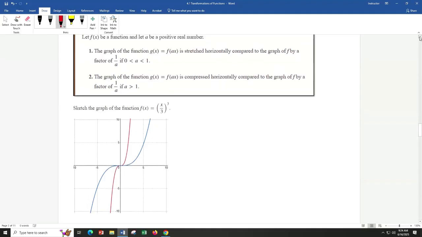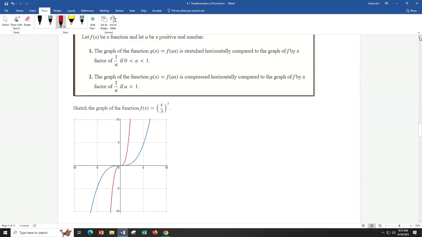This one, they didn't give you one, so I just pulled one out of Desmos. Notice my base function is the red. Okay? But then look at it carefully. The graph of the function g of x is equal to f of a x is stretched horizontally compared to the graph of f by a factor of 1 over a if a is between 0 and 1, and 0 and 1 is not inclusive because you're not adding the endpoints.